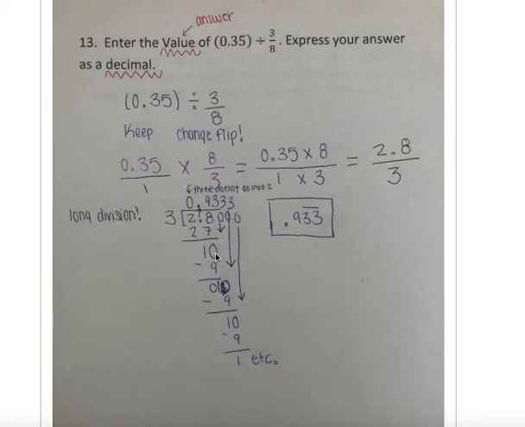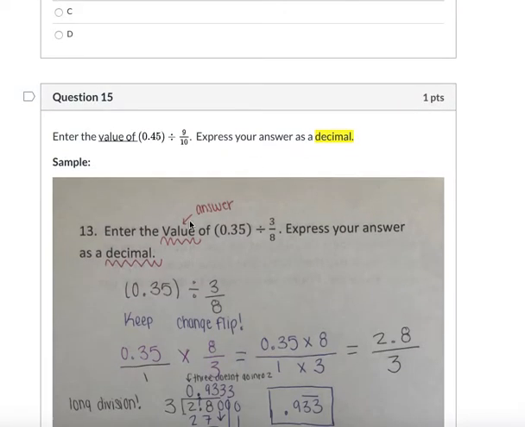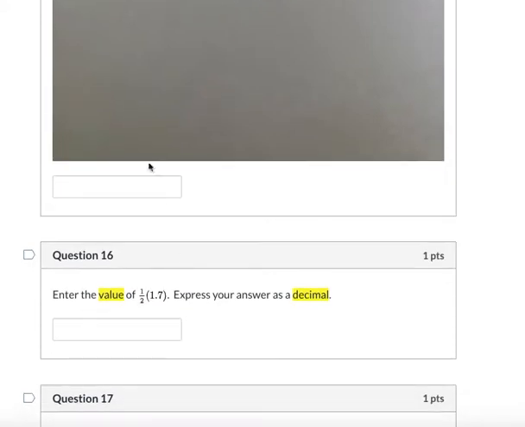You have to bring down a 0 because we need to add in those zeros until we get to a terminating number. If we don't end up terminating, like we do here, we keep on getting 10 and then have to subtract 9. 10, subtract 9. That's when we have that repeating decimal that we have here. So if you keep on getting that, then you would write your answer like this. So use this sample to help set up your problem. You're going to type in your answer in the box here.